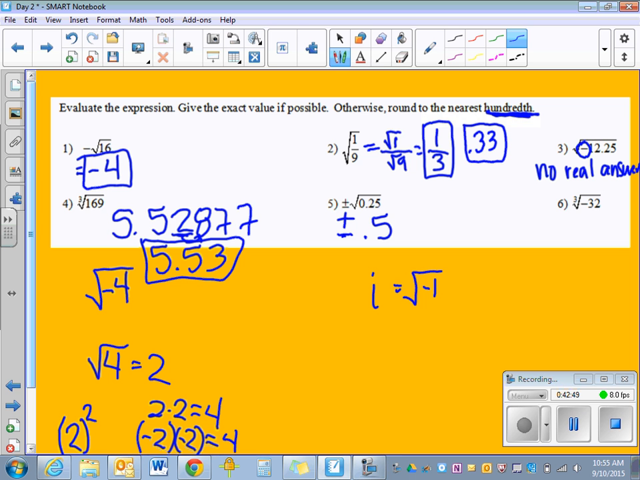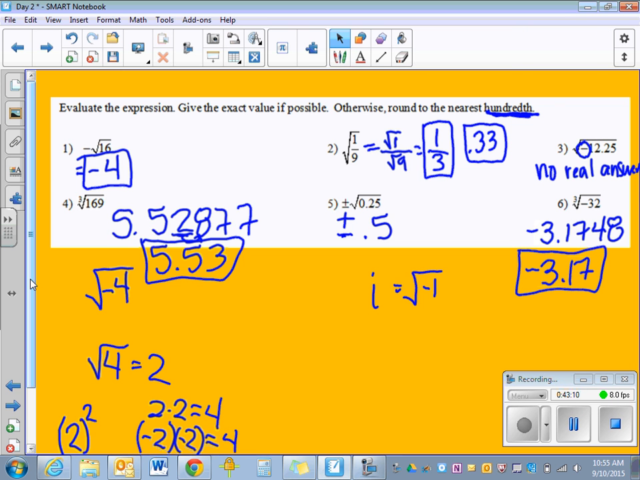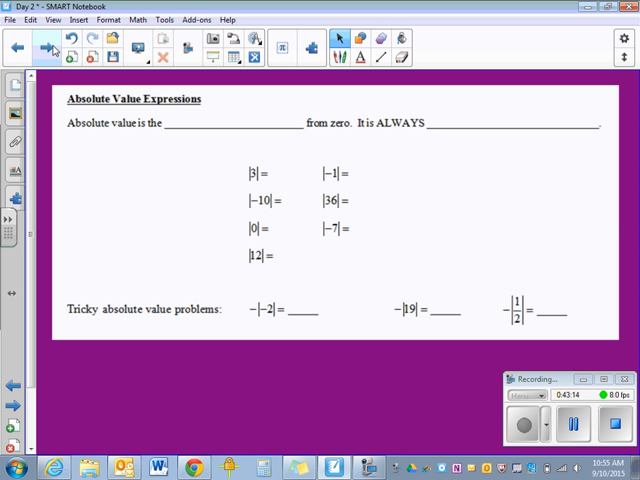All right, and then finally, cube root of negative 32. What do we get for that? Go ahead, Owen. We get 3.1748. Do we agree with that? Okay, and then we need to round to the nearest hundredth, so negative 3.17. Good. Any questions on that? Okay, let's make our way to absolute values, and then we'll have time to work on your classwork.